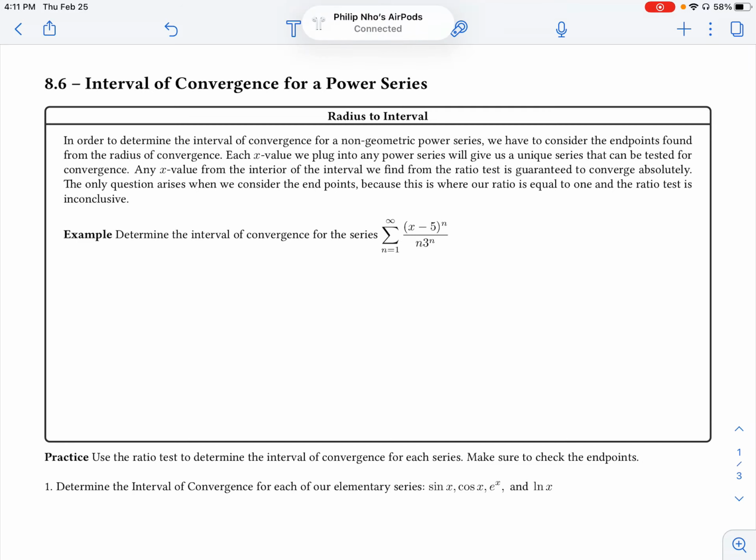If you're looking at this lesson title and thinking, wait, I thought we already talked about intervals of convergence, then you'd be right, we have. But we have only discussed intervals of convergence previously for geometric power series.